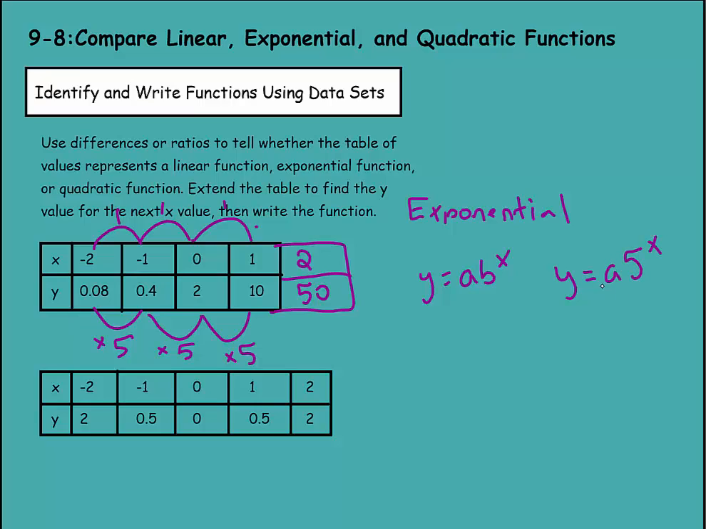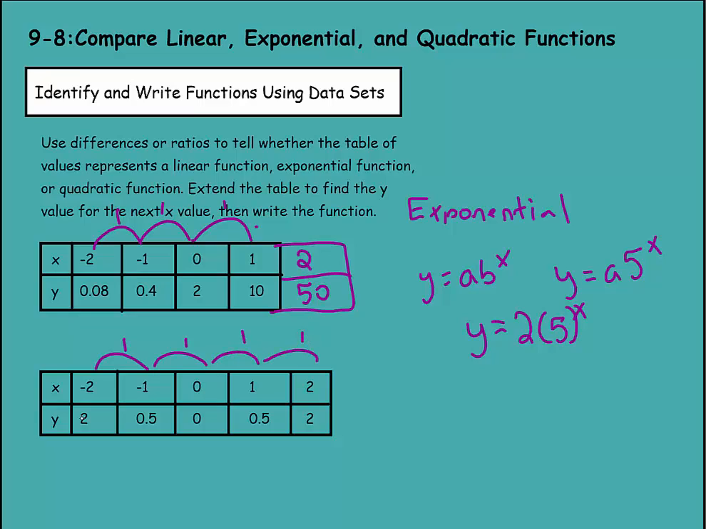Remember, we can find the a value when x is 0, because 5 to the 0 power is 1. So when x is 0, y is 2. So we write our equation, y equals 2 times 5 to the x power. So let's erase this as we get ready for our next one. Here I see the x's are all going up 1, so that makes it pretty easy.